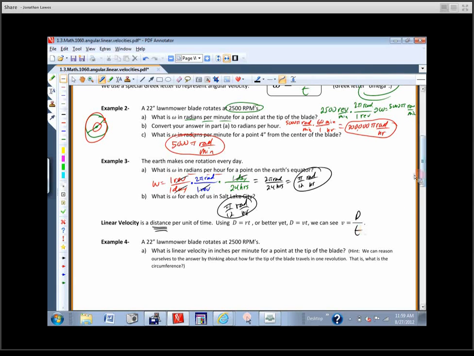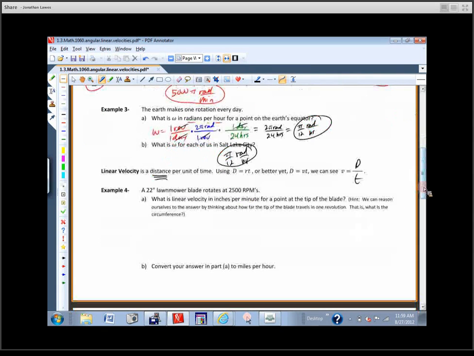So let's go back to this lawnmower problem again. 22-inch lawnmower blade rotates at 2,500 RPM. We already know the angular velocity here. It says, what is the linear velocity in inches per minute for a point at the tip of the blade? So how fast in inches per minute is the tip of the blade going? Okay, we could kind of muscle our way through this. Okay, we could figure it out that way. So we could figure this out.